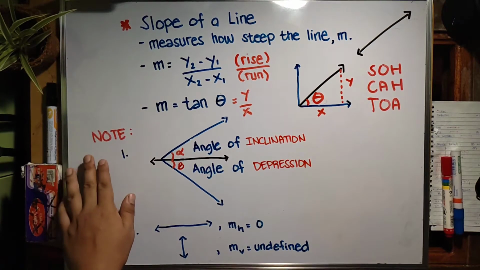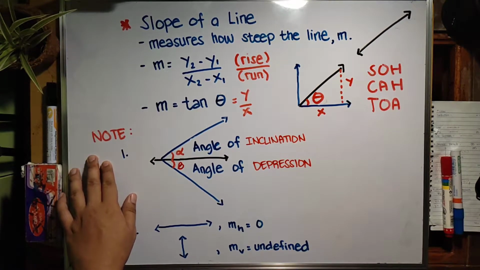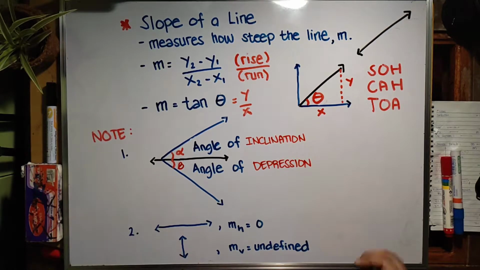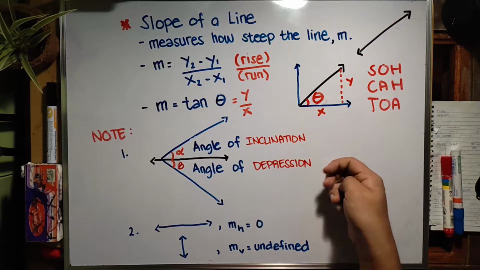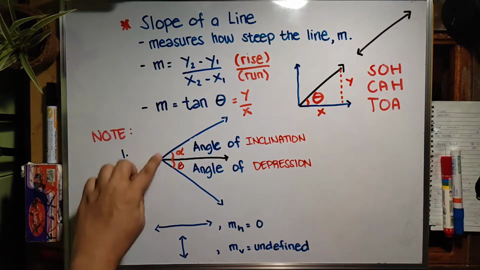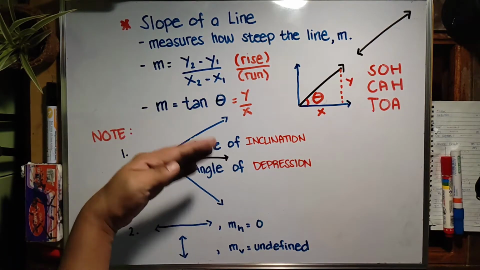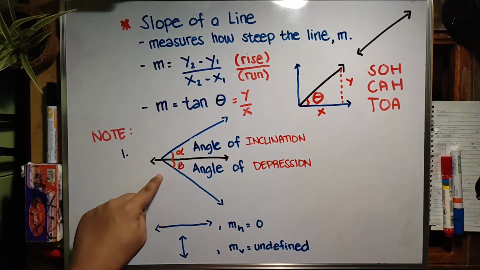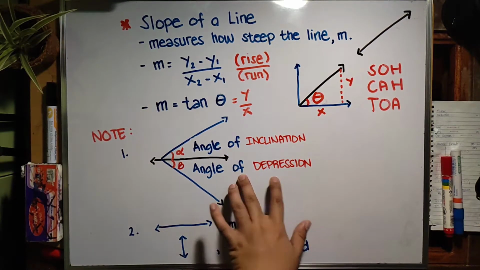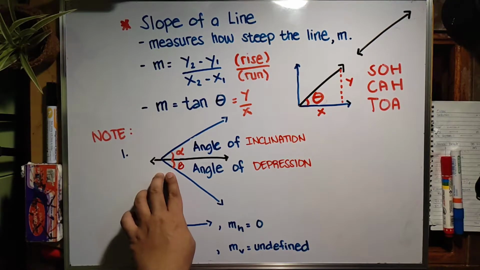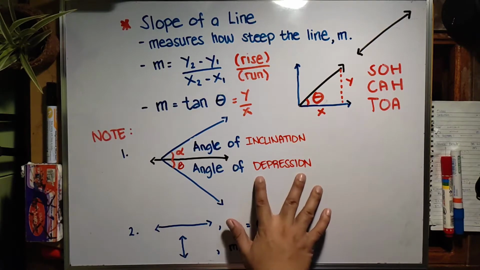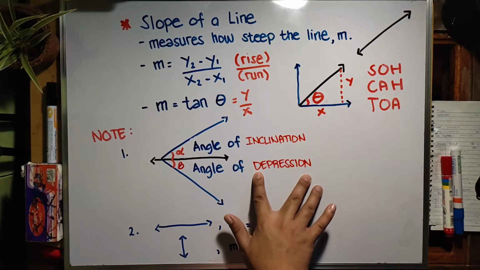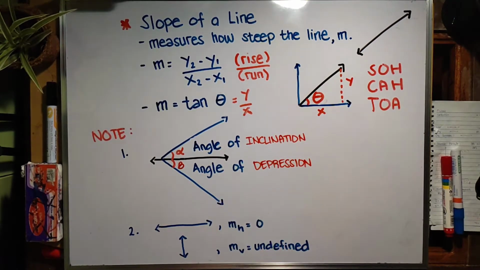Okay, I have a few reminders for you. We have the so-called angle of inclination and angle of depression. So when you say angle of inclination, it is the angle above the horizontal or the horizon, and the angle of depression is the angle below the horizon or the horizontal axis. So para mas madali, when you are feeling depressed, you are feeling low. So depression, low. Okay? Para mas madali.